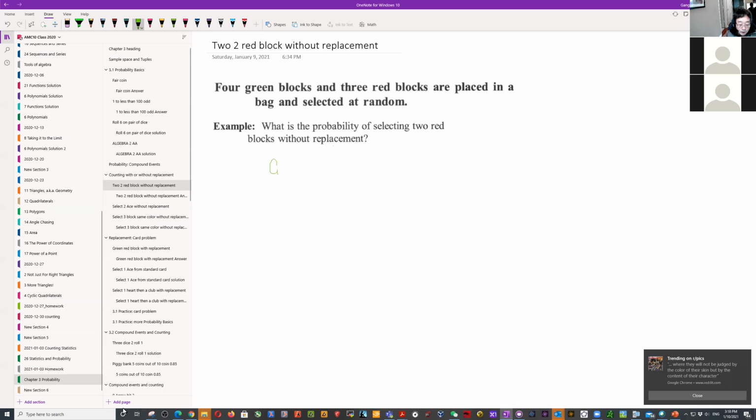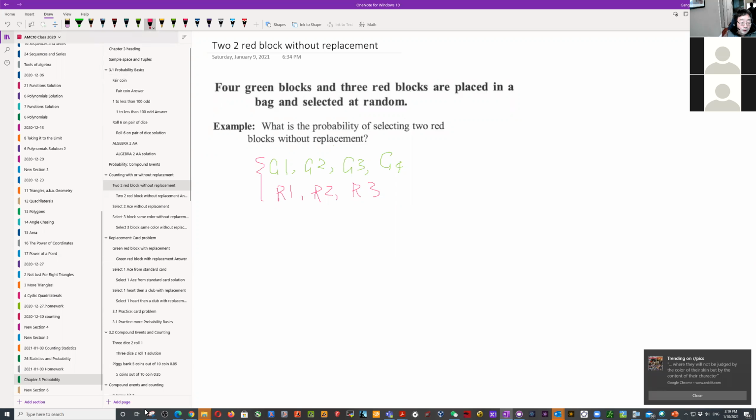For example, you have green 1, green 2, green 3 and green 4. So that's the four labels. Then for the three red blocks, you have to use red 1, red 2, and red 3. So those are the 7 blocks we are talking about. Then it's asking: what is the probability of selecting two red blocks without replacement?